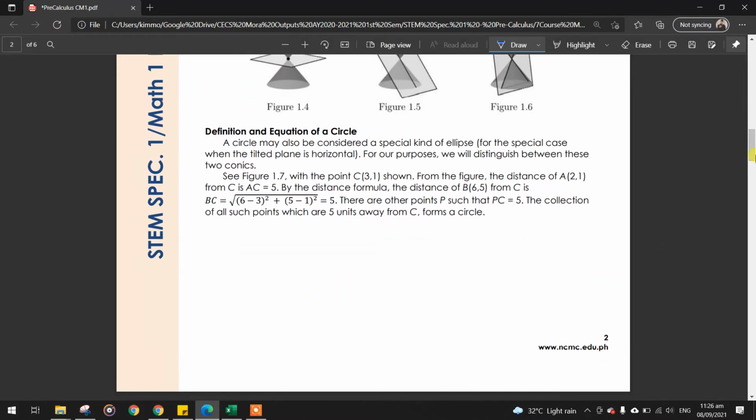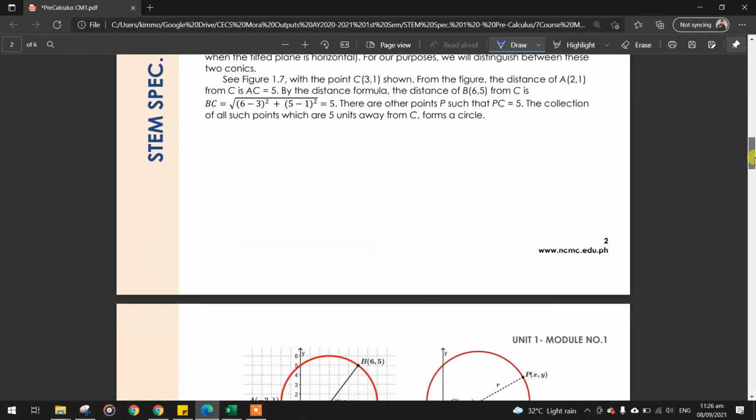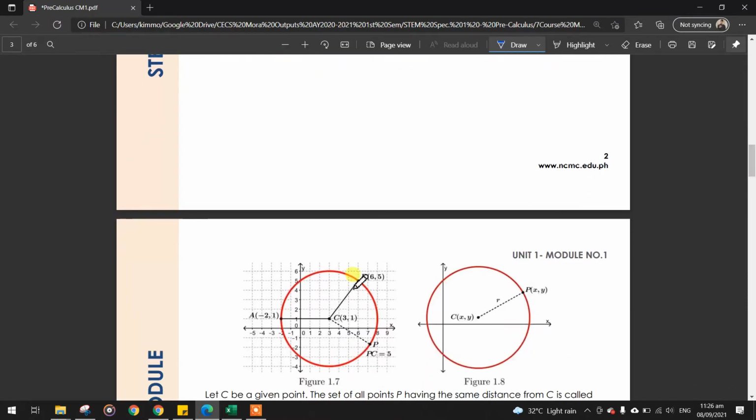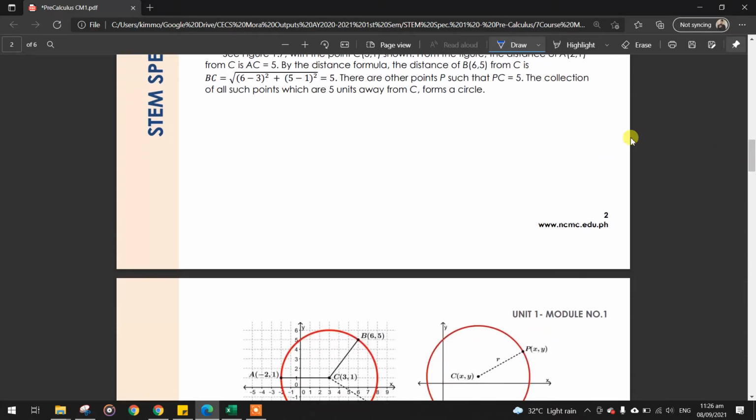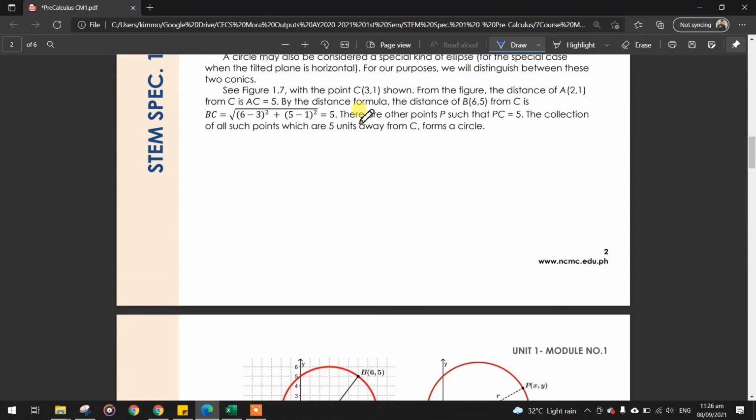So see in figure 1.7. So 1.7 is here below. So this is our 1.7. So natay circle dara with the point C (3, 1). So 3 here is our x and 1 here is our y. Meaning ang point C malocate siya sa positive 3 nga x and positive 1 nga y.